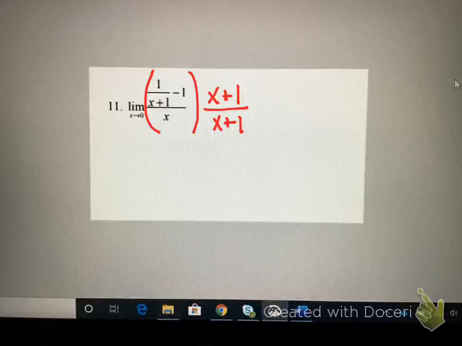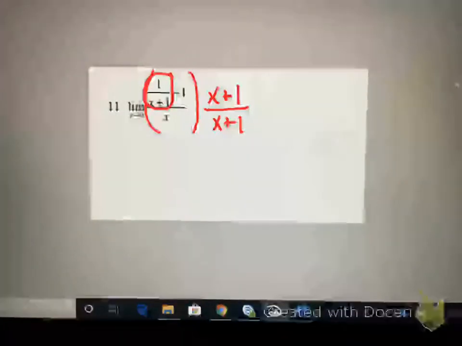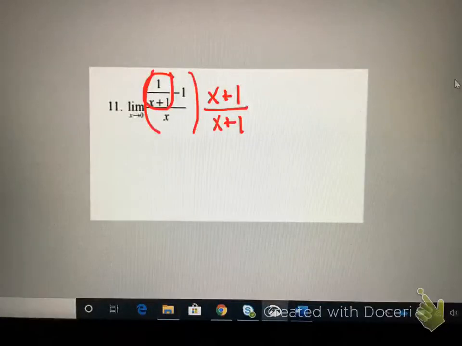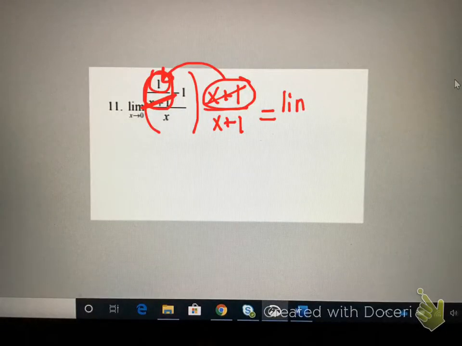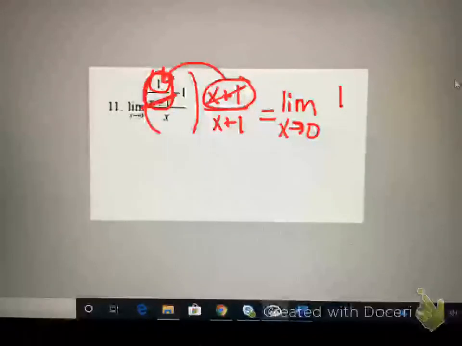The denominator for my only little embedded fraction is x plus 1. So that's what I'm going to multiply my whole equation through by. I take x plus 1, I distribute it to the first part of the numerator, and it's going to cancel out the x plus 1 in this denominator, and it's going to leave just this 1 right there. So limit as x approaches 0, that just leaves a 1.